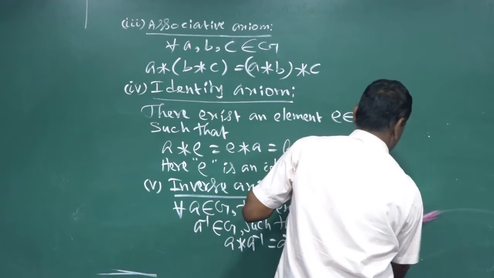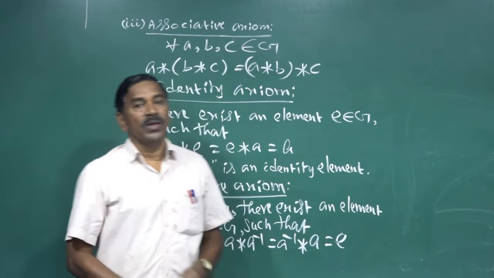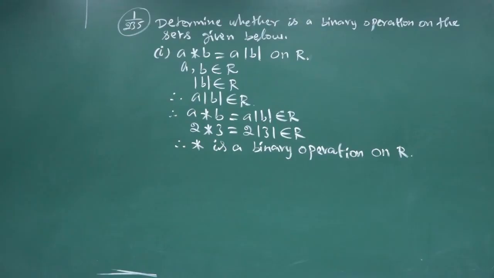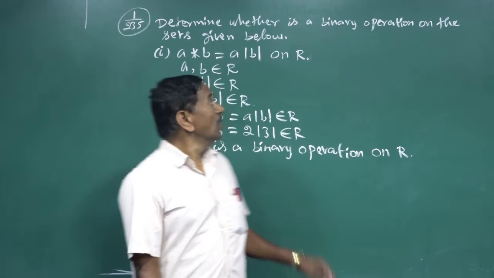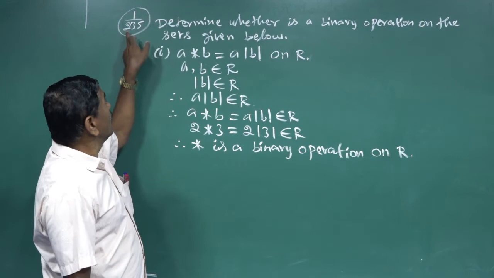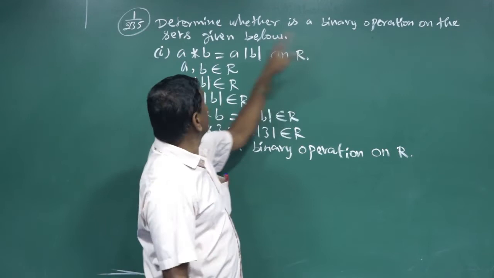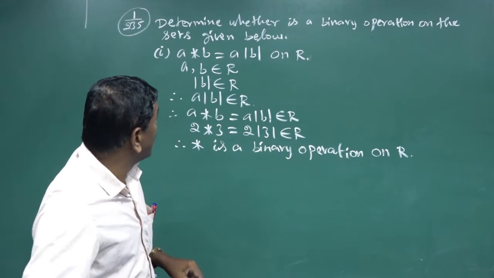Okay, children. To learn the first exercise, we need these five definitions. Children, listen. Now, exercise 12.1, first question, page number 235. Determine whether star is a binary operation on the given sets below.